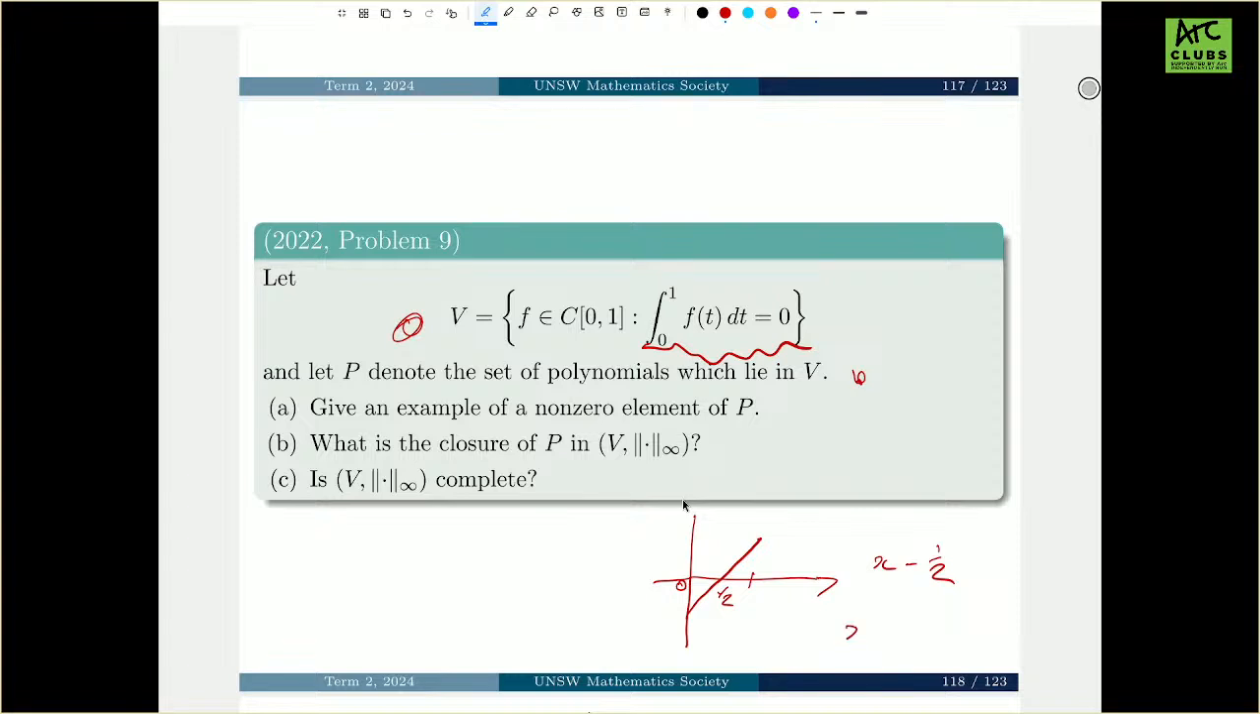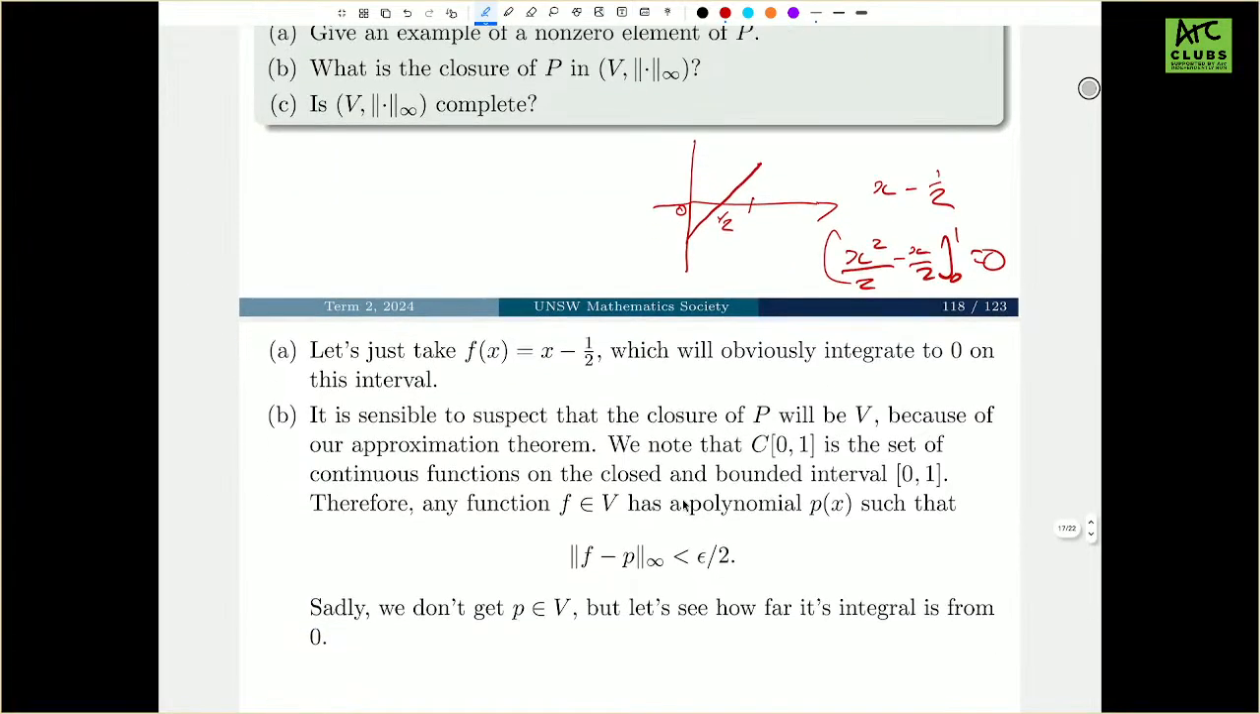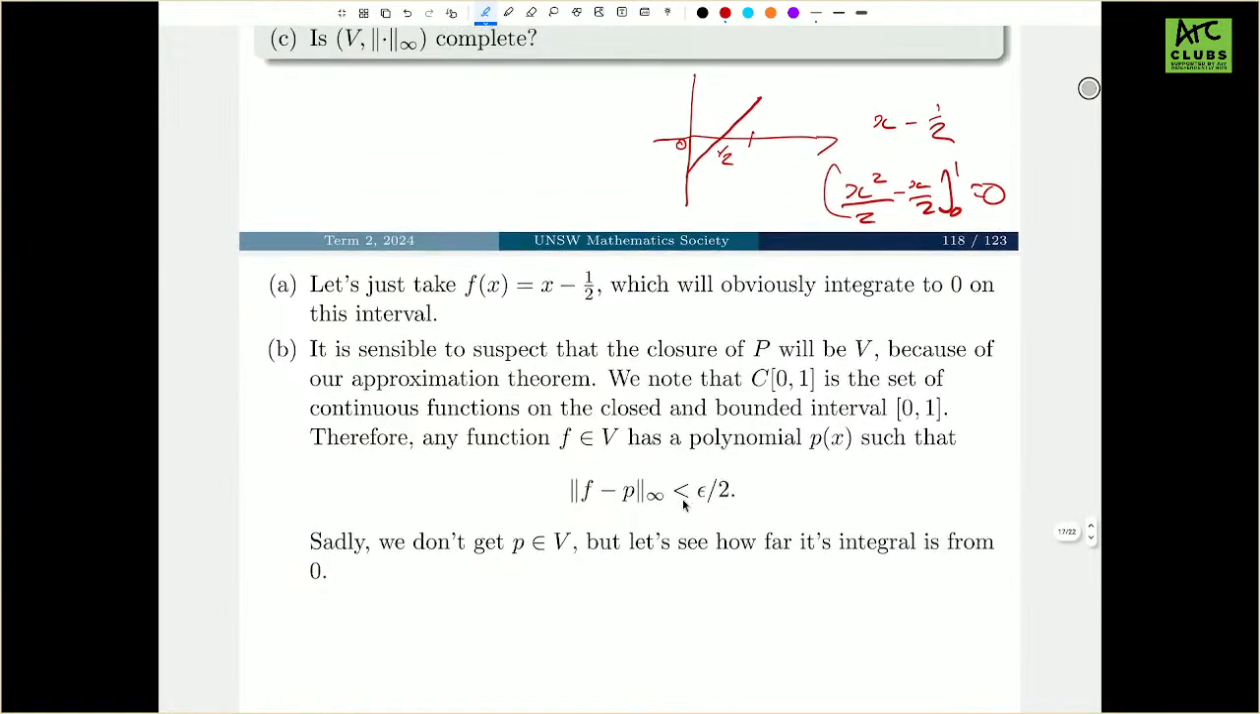Yeah, because if you integrate that, you get x squared over 2 minus x over 2 from 0 to 1, which just gets you 0. Okay, so we can just take x minus 1/2, which clearly integrates to 0.